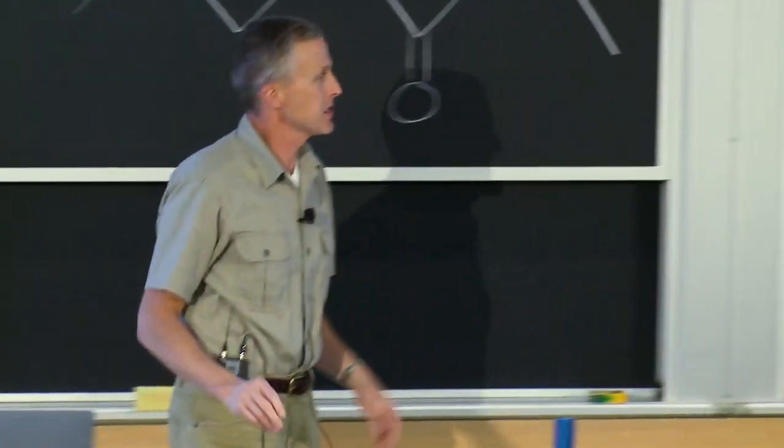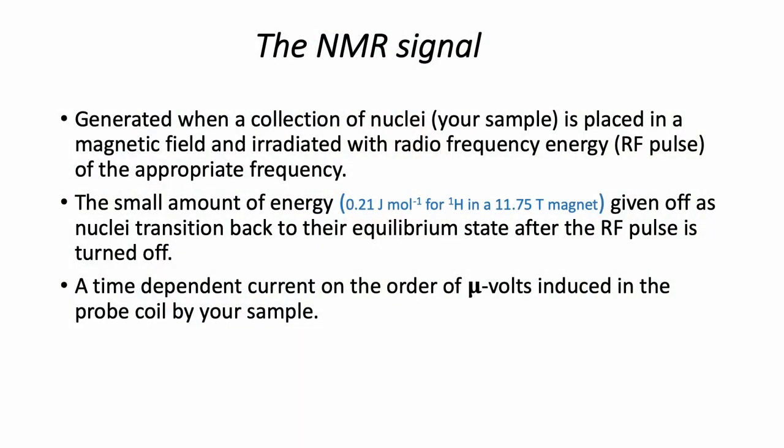Okay, so the NMR signal itself is generated when a collection of nuclei, meaning your sample, is placed in a strong magnetic field and irradiated with radio frequency energy of the appropriate frequency, and we'll see what that is in a second. The signal is a very small amount of energy that's given off as the nuclei in your sample transition back to their equilibrium state, and it's a time-dependent current that's induced in the coil in the probe on the order of microvolts.